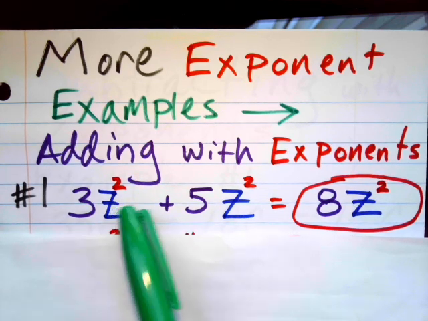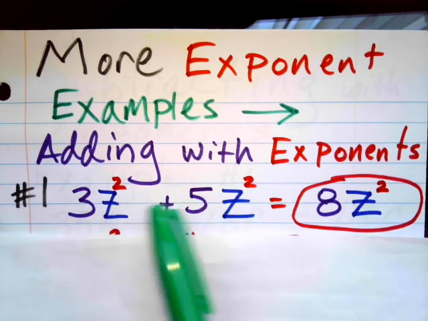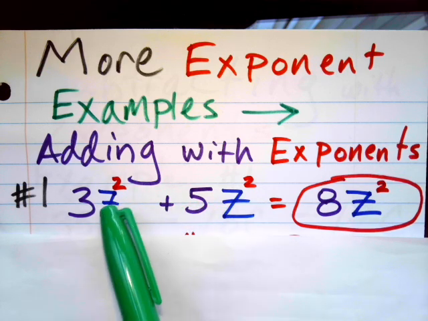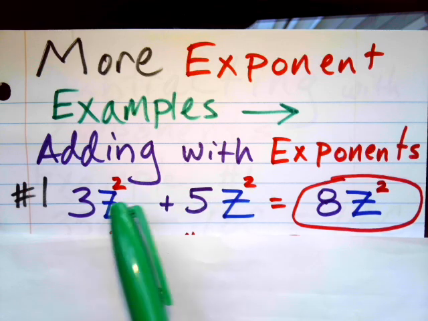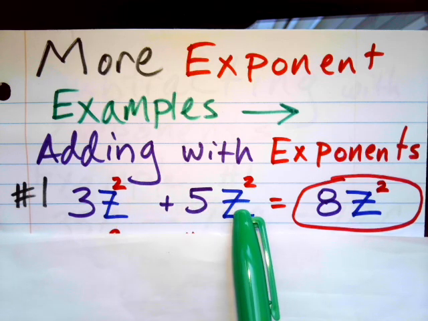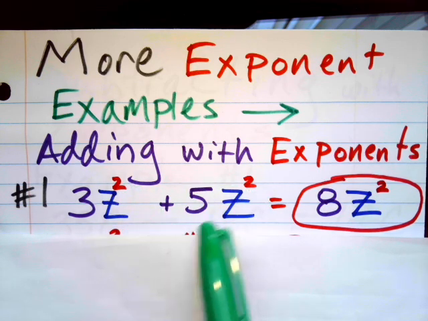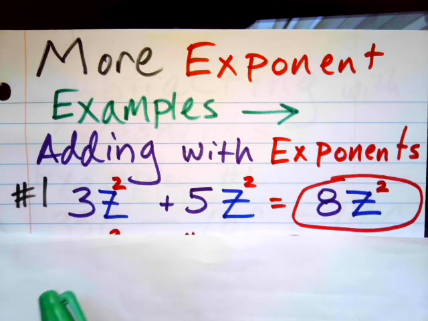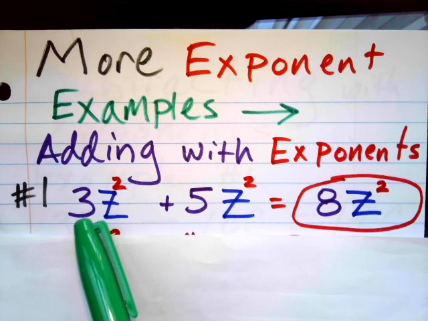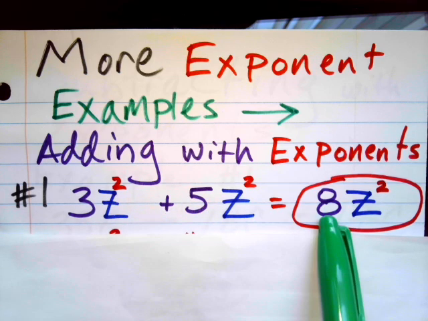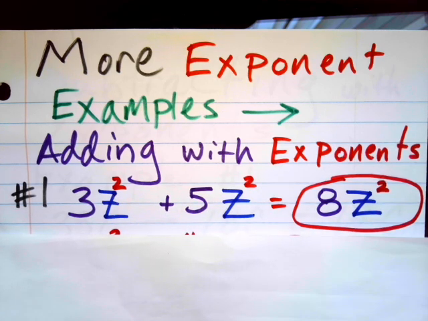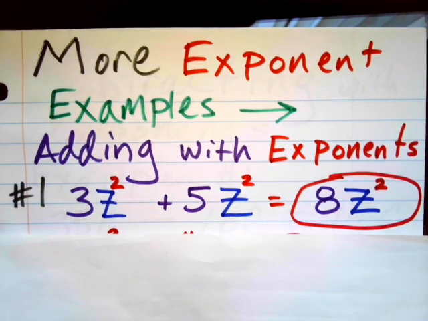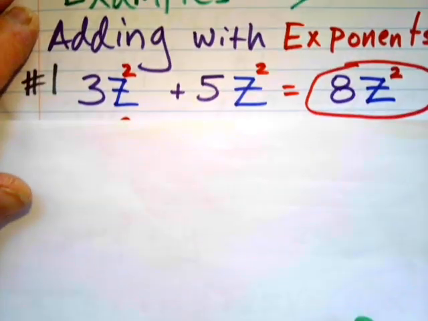So here we have z and z. Both of these have the same variable, z, so it's the same base, and they're both to the power of 2. That means we can add the numbers in front of those letters, called coefficients. So 3 plus 5 is 8. You simply keep the z attached to that 8, to the second power. There is your answer for number 1.